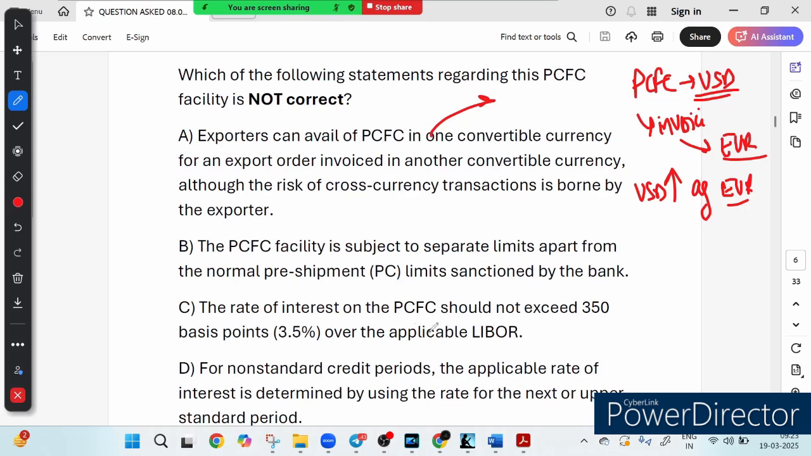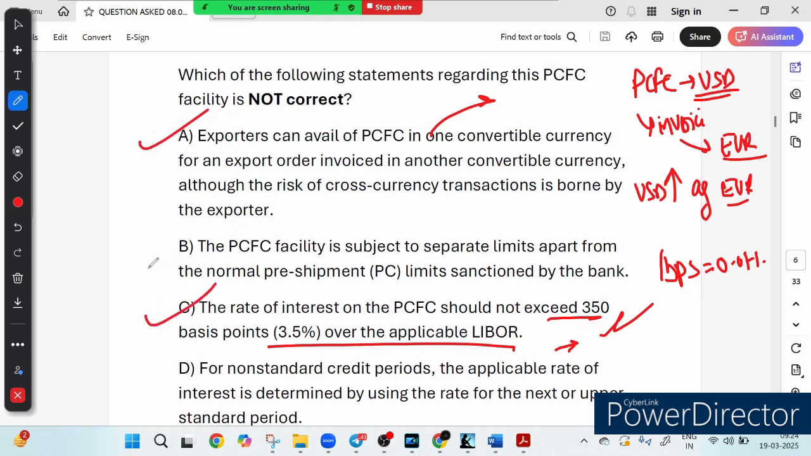Option C says the rate of interest should not exceed 350 basis points over the applicable LIBOR. Yes, this is also correct, because under the PCFC scheme, the maximum interest rate that a bank can charge is 350 basis points above LIBOR. So what is the meaning of basis point? One BPS is equal to 0.01%. So here 350 BPS means 3.5%, right? So option C is correct. So A is correct, C is correct, B is wrong.